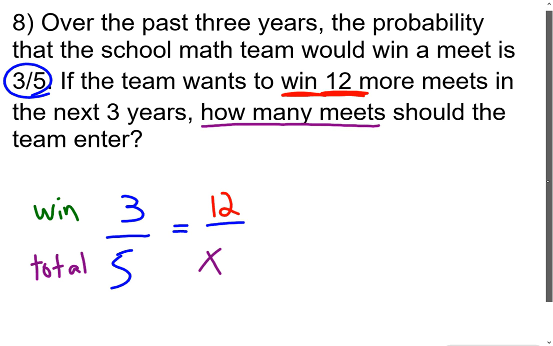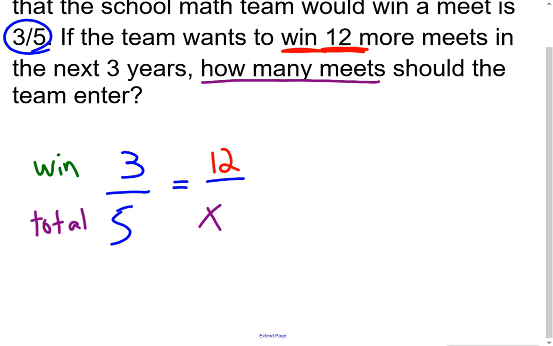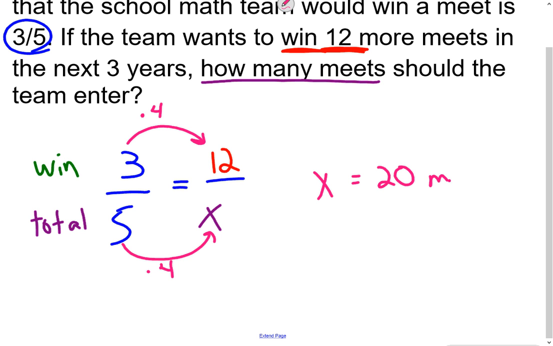So a lot of times I like to cross multiply, but sometimes we can recognize that pattern going horizontally or vertically. And I think that one works out really well right here. Because I look at this and I go, well, what do I have to multiply 3 by to make it become 12? And most of us very quickly will say, well, multiply by 4 and you're there. Well, then remember, we'd have to do the same thing down here. Multiply by 4. And we just figured out that x, the number of meets we should enter, equals 20. So 20 meets. That should get us the 12 wins that we want.